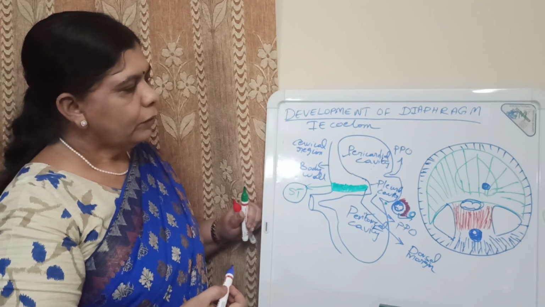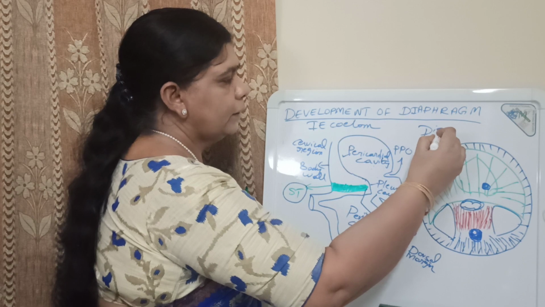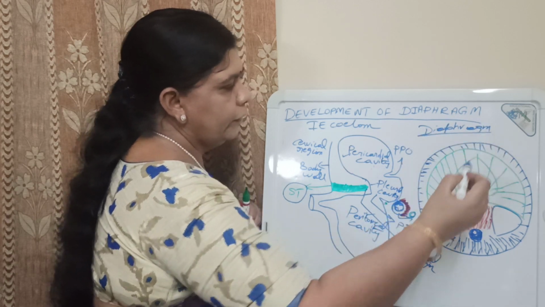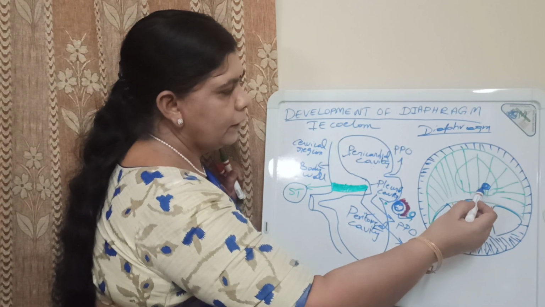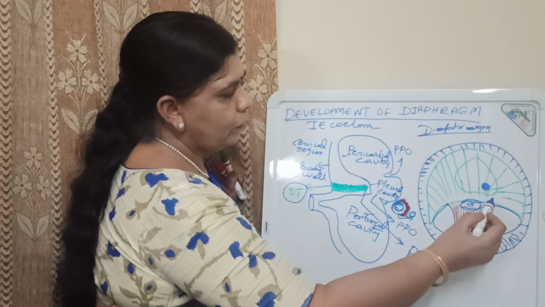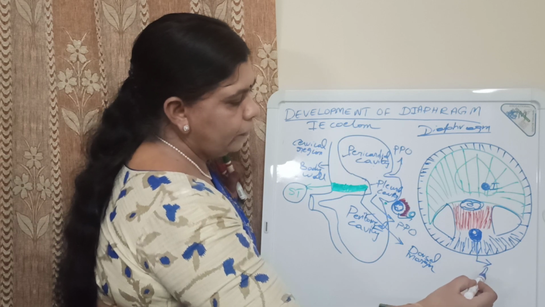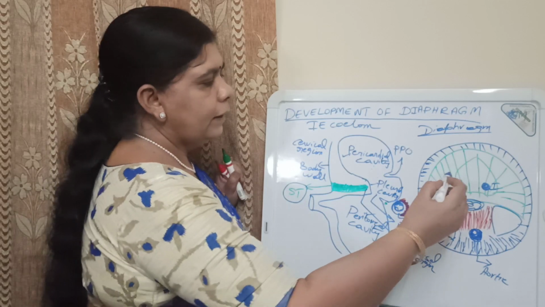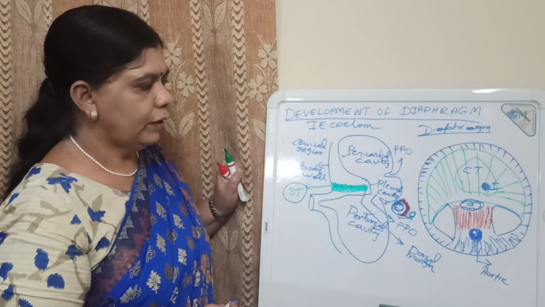If you see in this diagram, this is the diaphragm of the adult. For the diaphragm of the adult, you should know what are the parts. There are three openings in the diaphragm. This is the inferior vena cava opening, this is the esophageal opening, and this is the aortic opening. So it has a central tendon in the center, which is the insertion of the diaphragm.